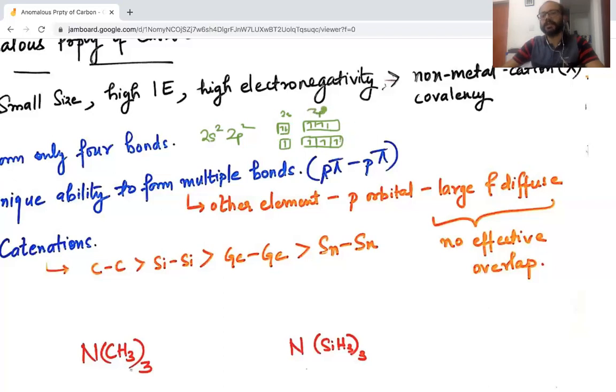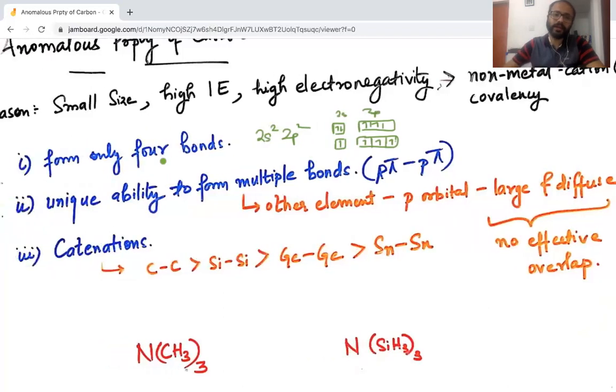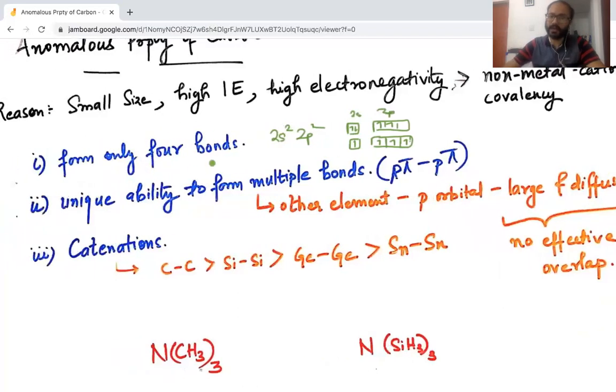Now, apart from these, you do not have any other orbital present in the second subshell. That is, only s and p orbitals are present. So a total of 1, 2, 3 and 4 orbitals are available for any kind of bonding. And that is why carbon only forms 4 bonds in this particular case.